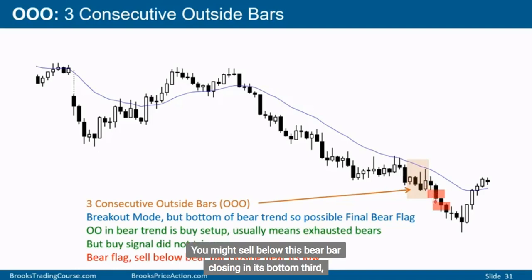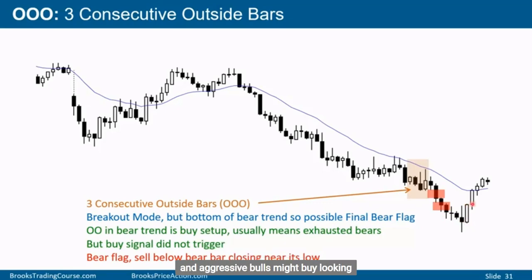You might sell below this bear bar, closing in its bottom third, but too much risk that this is a final bear flag. So if we do go down, there probably will be profit taking into the close. If I sold below that or below that, I would get out above a bull bar closing near its high. And aggressive bulls might buy, looking for a swing back up to there or here into the close.